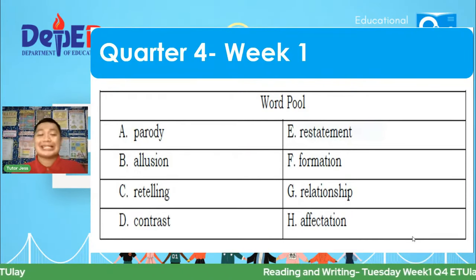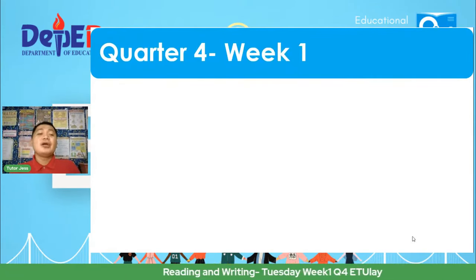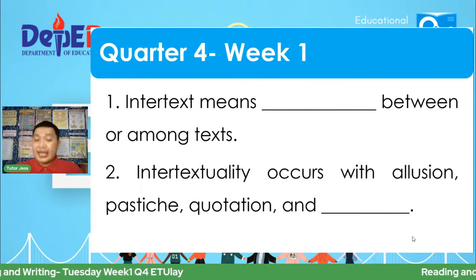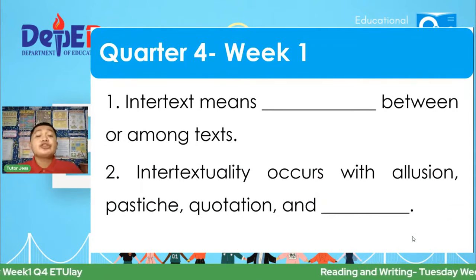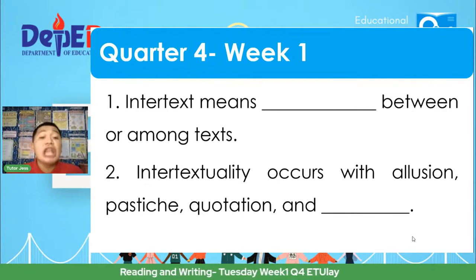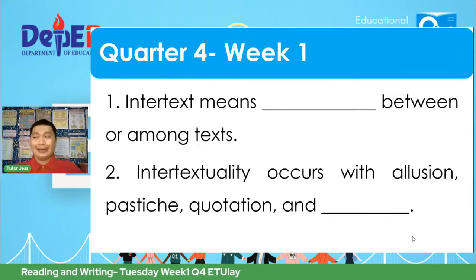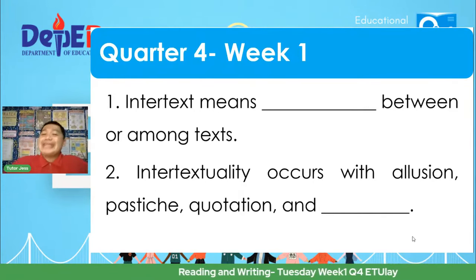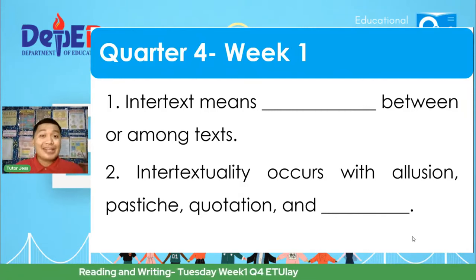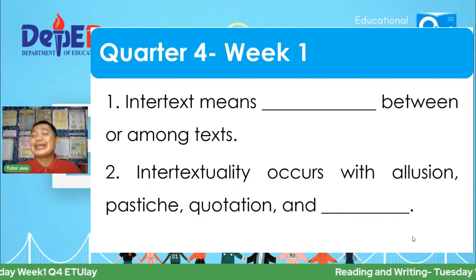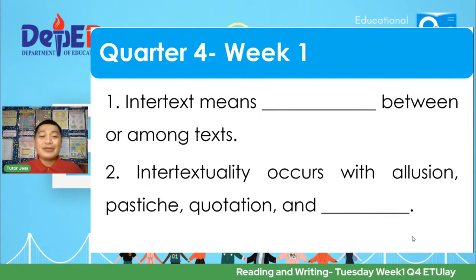What are the questions? Okay, number one. Intertext means blank between or among texts. Number two. Intertextuality occurs with allusion, pastiche or pastique, quotation, and blank. What is your answer for number one? Let's try to find the answer. What is the answer for number one? The correct answer for number one, Rialin, Kenneth, Joel, okay, Mary Jane.